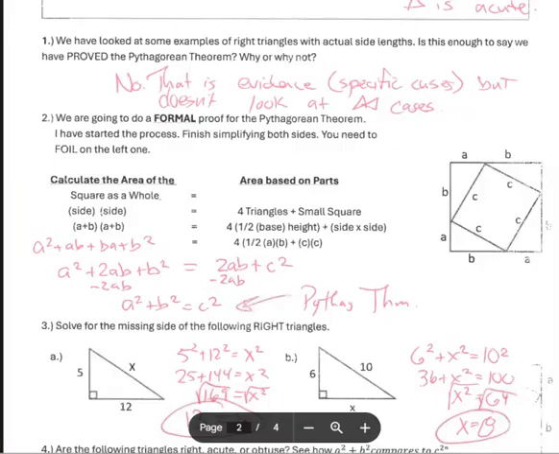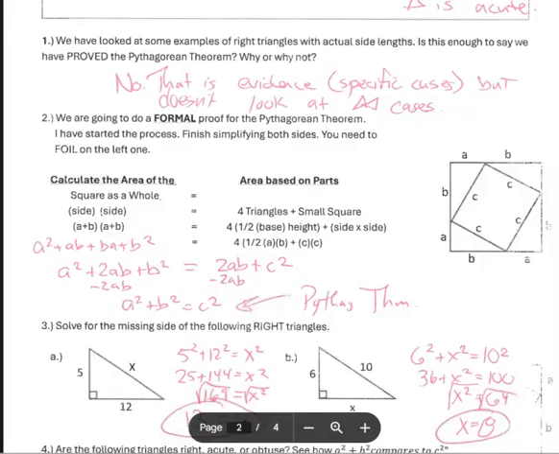Now, we've looked at some examples of right triangles with actual side lengths. Is it enough to say we have proved the Pythagorean theorem? And the answer is no, because this is just evidence in specific cases, but it does not look at infinitely many cases. So what we're going to do is look at an algebra-based proof here. We're going to do a formal proof of the Pythagorean theorem. I have started the process, finished simplifying both sides.